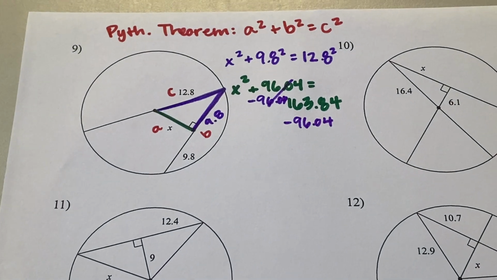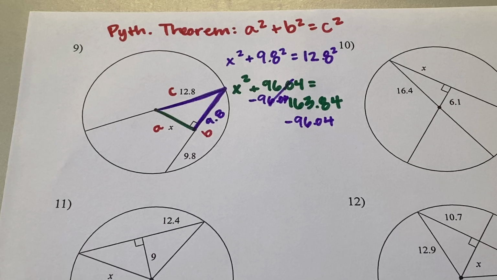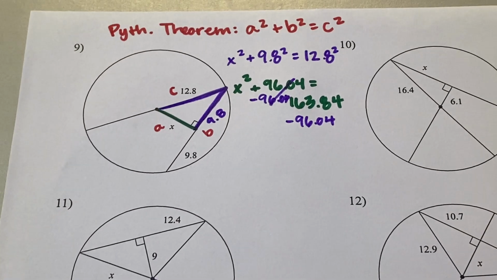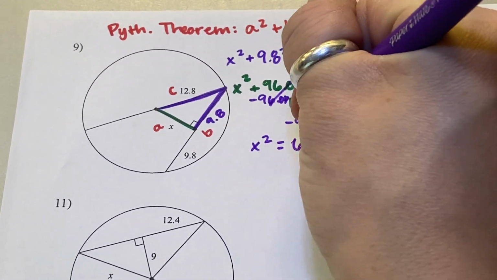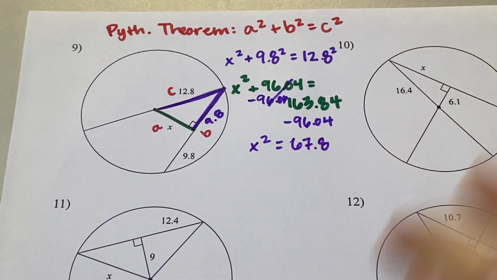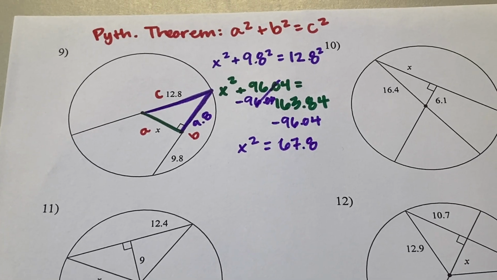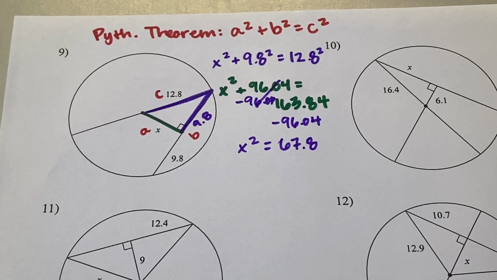So I have 163.84 minus 96.04. What did I get? 67.8. Nice, I agree. Is my x all by itself? Oh, no. What do I got to get rid of? Squared. How do I get rid of squared? Square root.